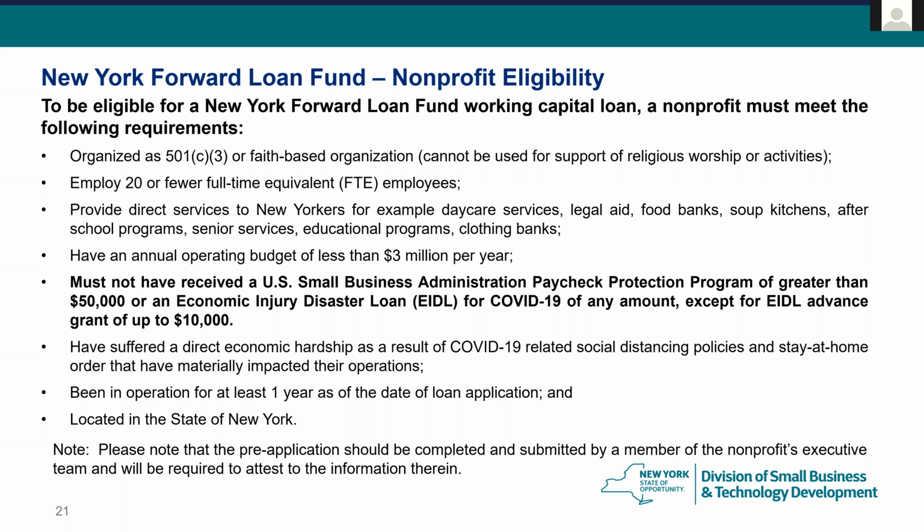And you have to have suffered a direct economic hardship as a result of COVID-19, of course, been in operation for at least two years at the time of the loan application, and the nonprofit needs to be located in the state of New York. The pre-application should be completed by a member of the nonprofit's controlling board team, and they're going to be required to attest to the information.